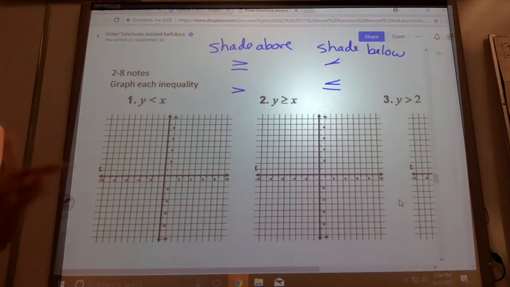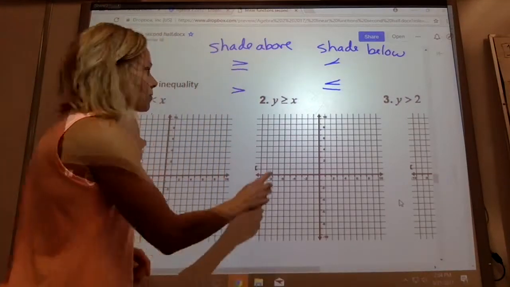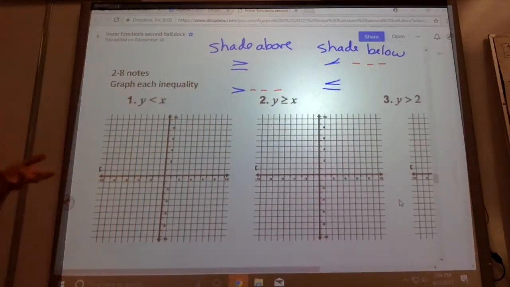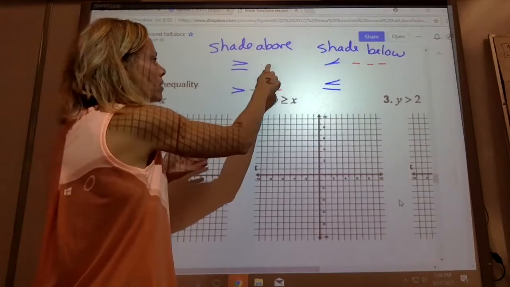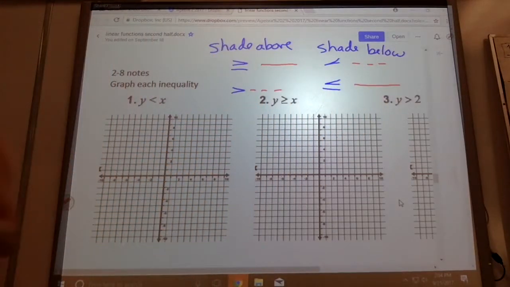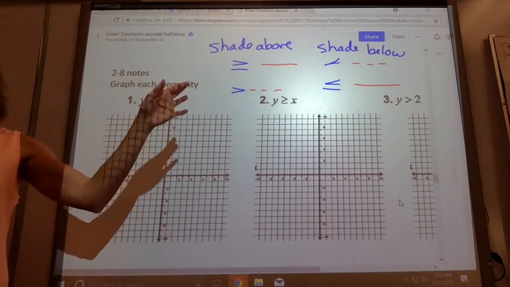Another thing you need to remember is whether the line is dashed or solid. When you have just greater than or less than, it's dashed because you're not including the line. It's just greater than that line or less than that line. When you have less than or equal to, you're including all the points on the line, so it's solid. That's the only difference from graphing a line to graphing an inequality.